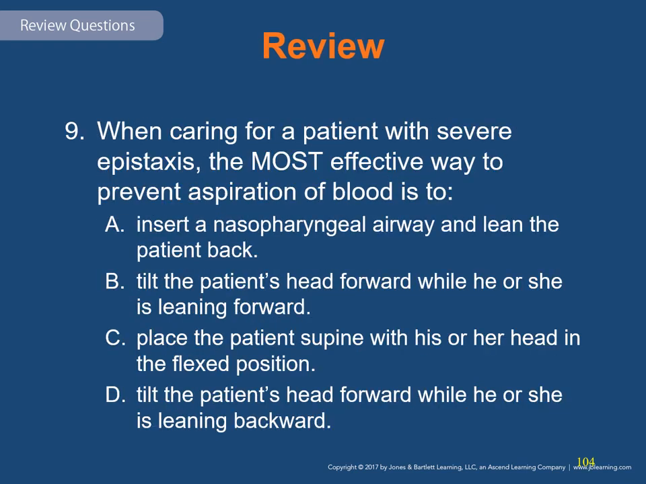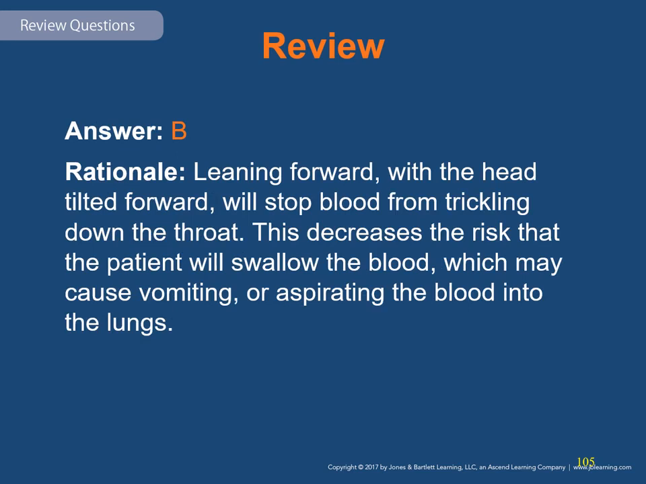Review question 9. When caring for a patient with severe epistaxis, the most effective way to prevent aspiration of blood is to A. Insert a nasal oral pharyngeal airway and lean the patient back. B. Tilt the patient's head forward while he or she is leaning forward. C. Place the patient supine with his or her head in the flex position. D. Tilt the patient's head forward while he or she is leaning backward. The correct answer is B.